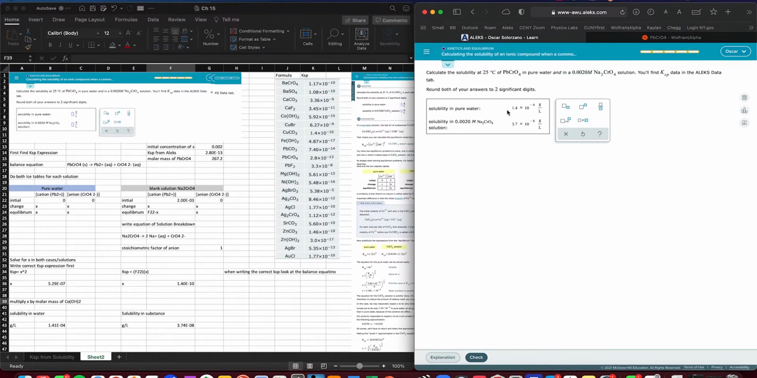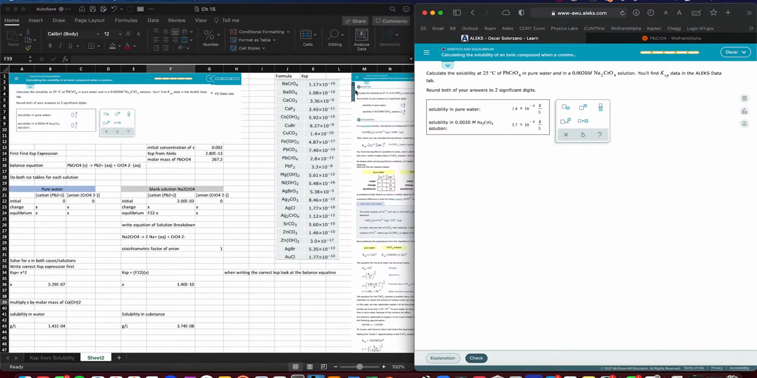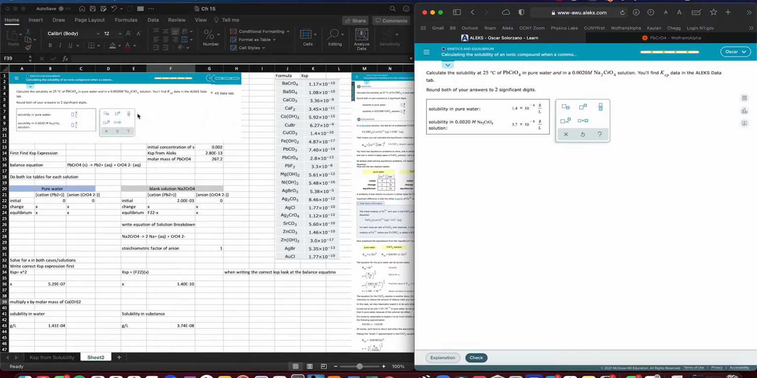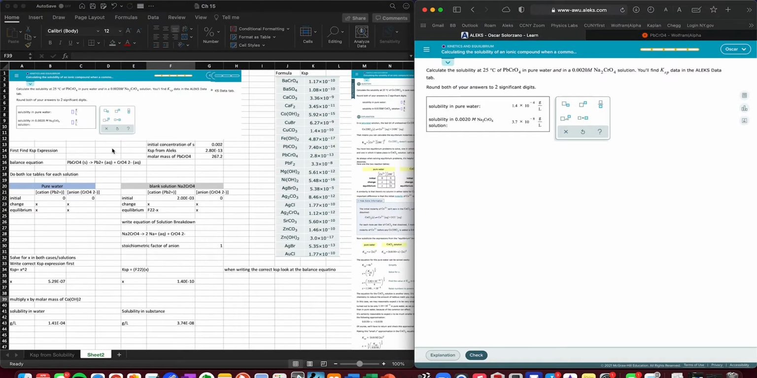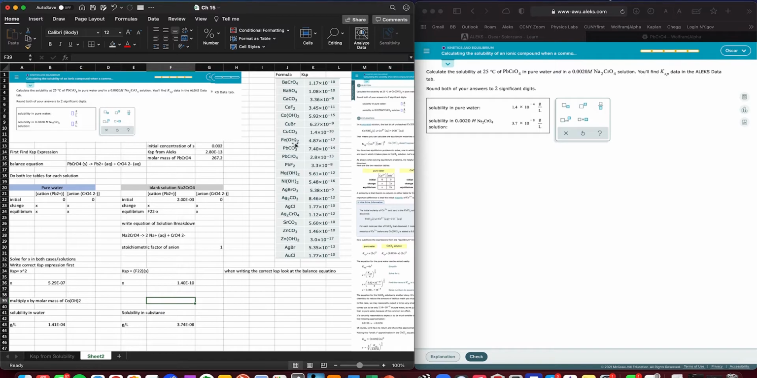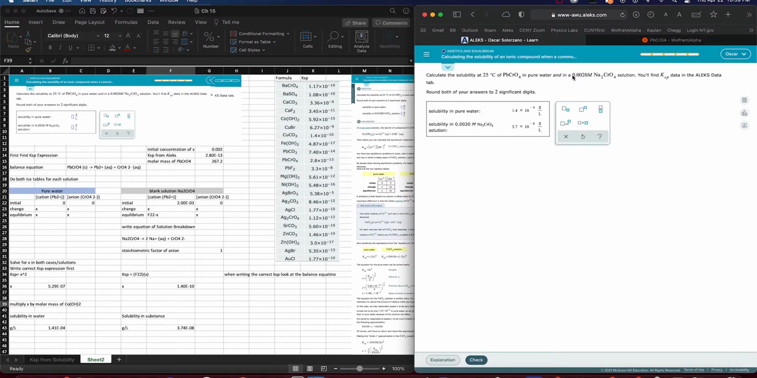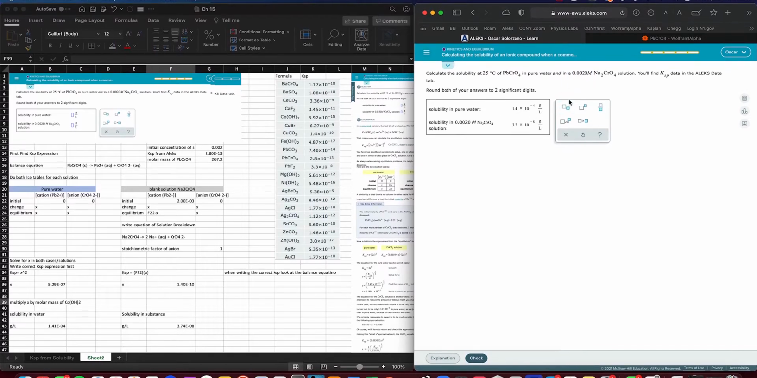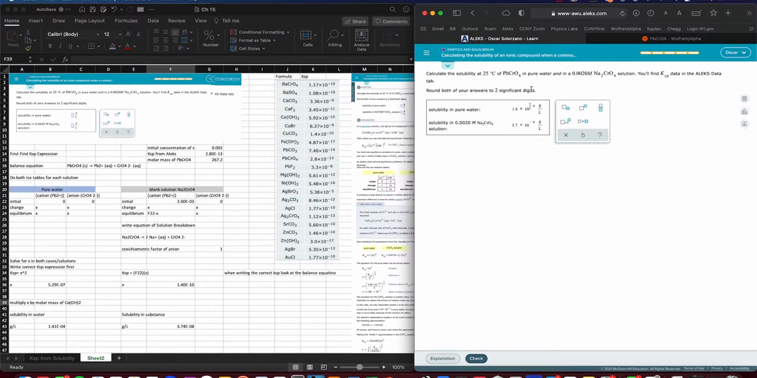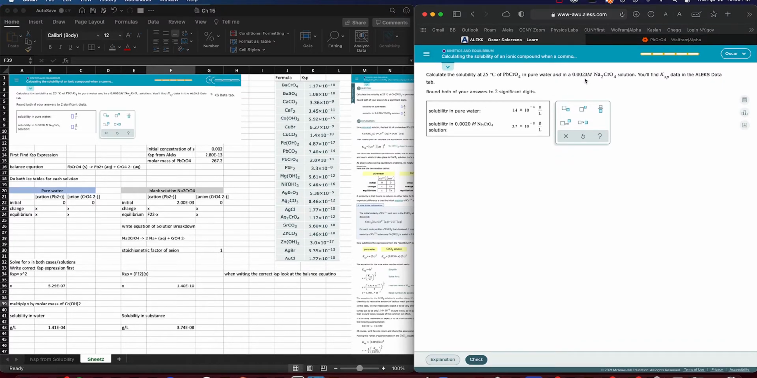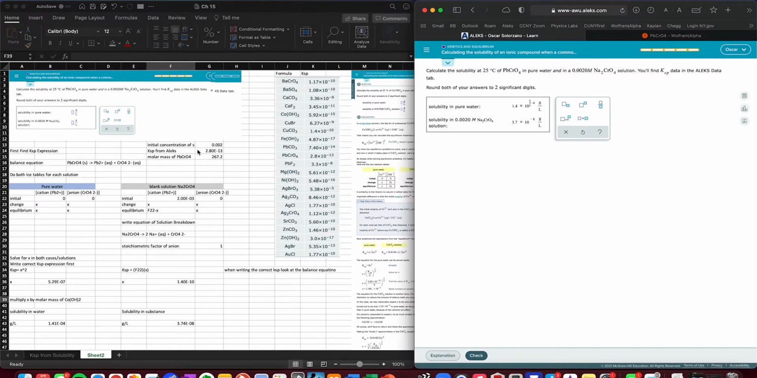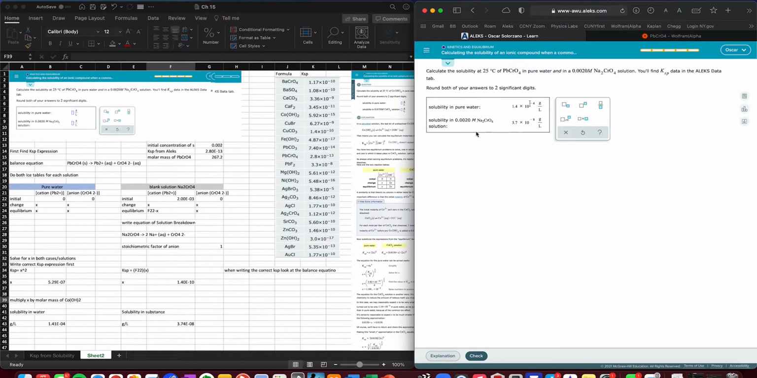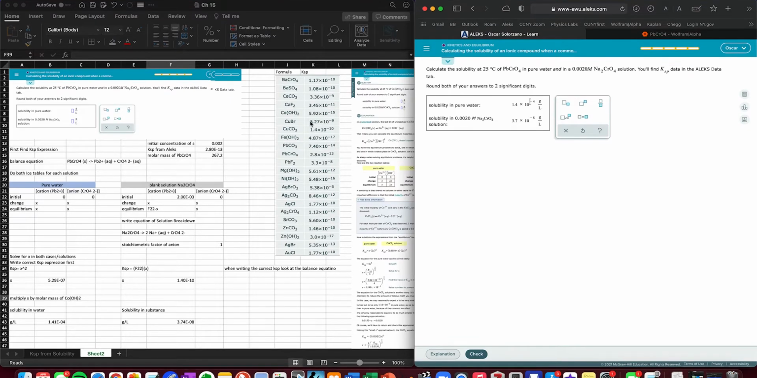First, you're gonna find the initial concentration, which is gonna be this number right here, as you can see, a 2,000th of a mole. Put it here. KSP is gonna be given from this table.